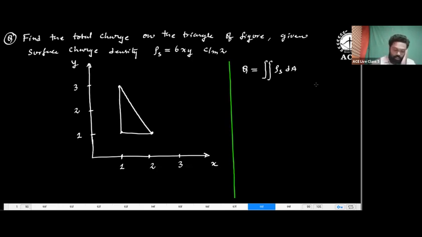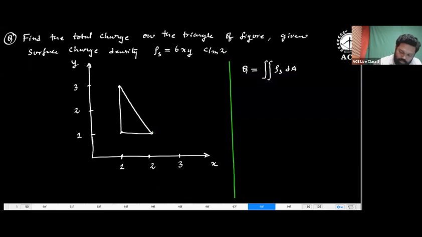What are the x limits? X limits are from 1 to 2. But if I take the y limits from 1 to 3, this is going to give a rectangle, but not a triangle. So what should I choose here? I should choose the x limits from here to here, but y limits from here to here, so that I can cover this entire area. Clear?